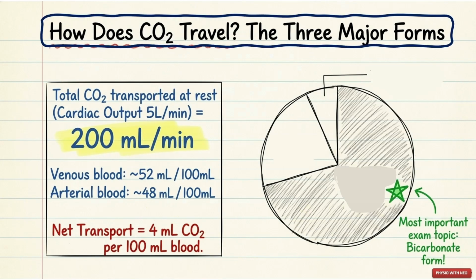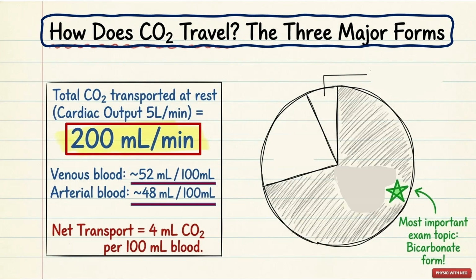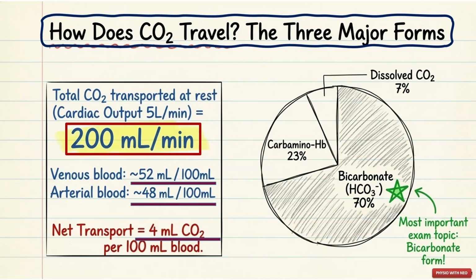Total amount of carbon dioxide transported is about 200 ml per minute. That is, venous blood carries 52 ml per 100 ml, whereas arterial blood carries 48 ml per 100 ml. So, net transport is about 4 ml of carbon dioxide per 100 ml of blood. The distribution of this carbon dioxide transport is 70% as bicarbonate ions, the major form, 23% as carbamino compounds, and 7% dissolved in plasma. Remember this easy memory trick.